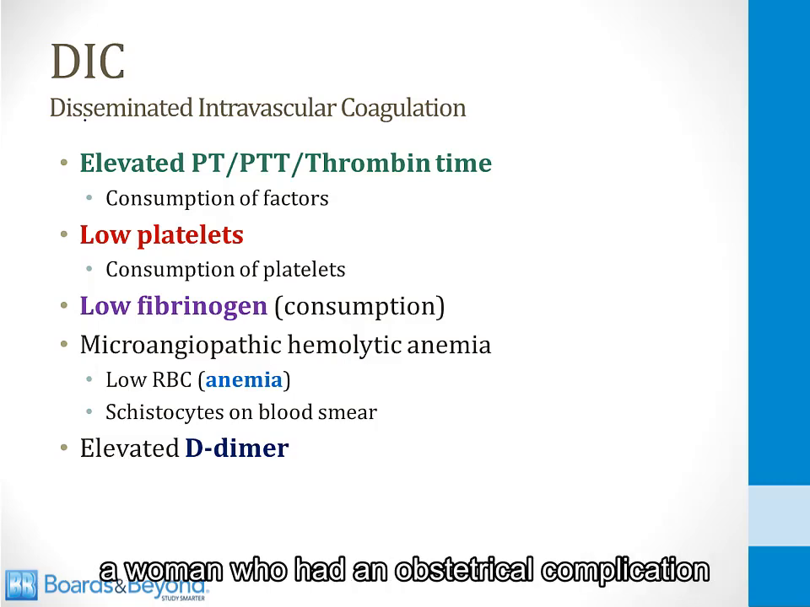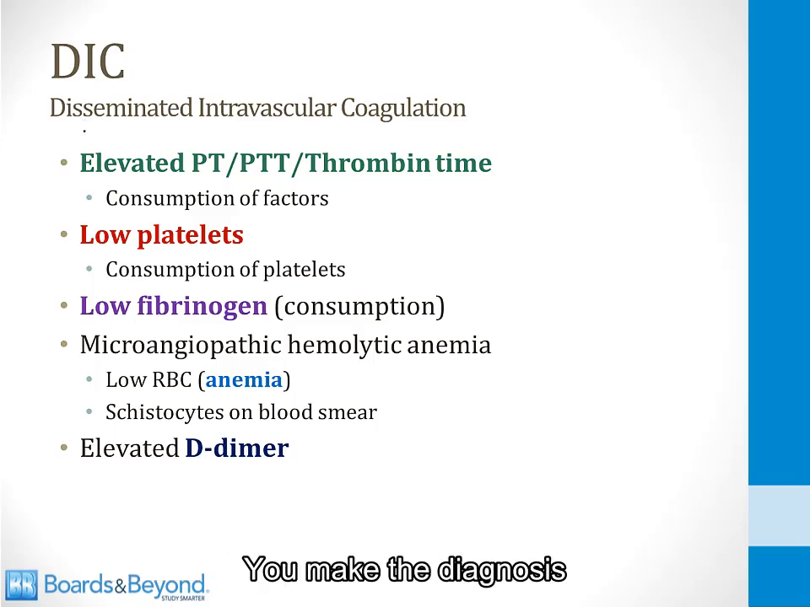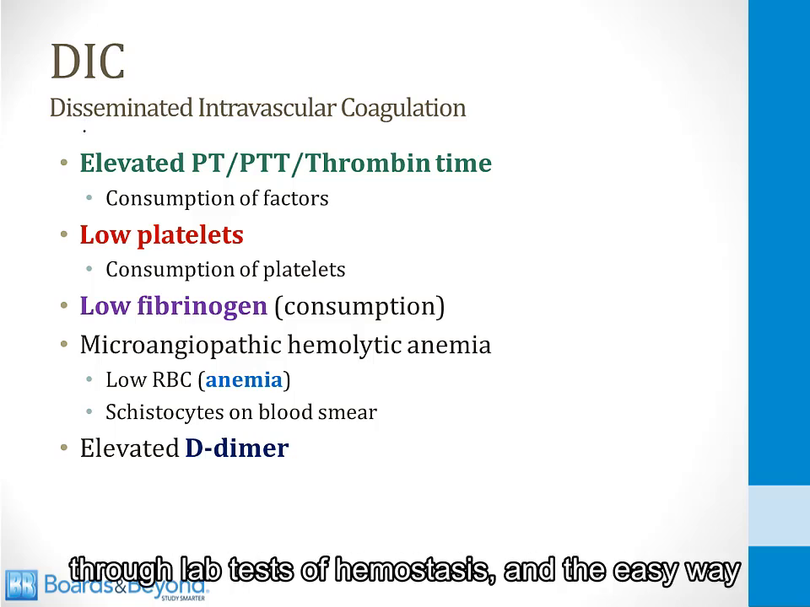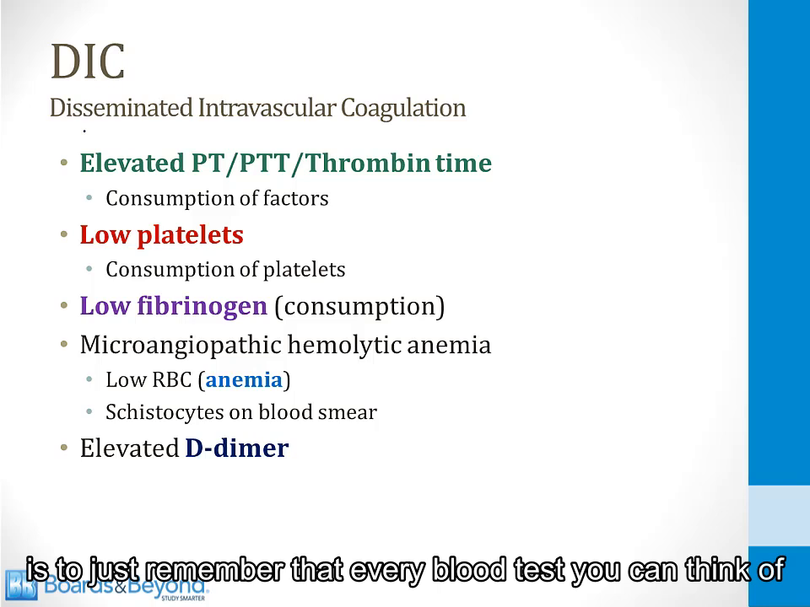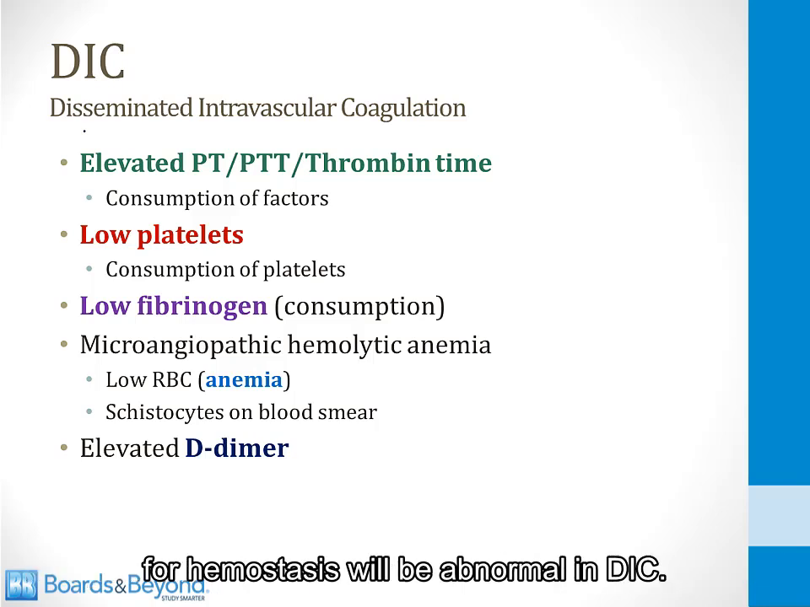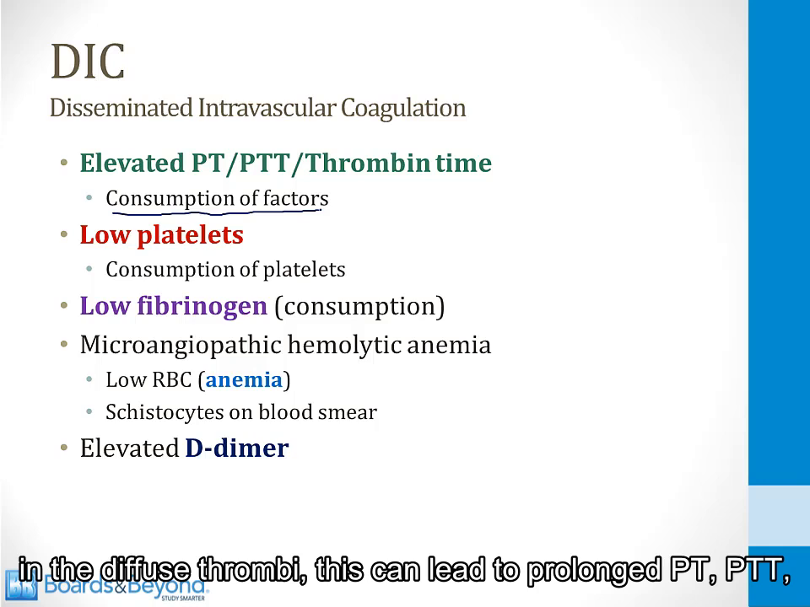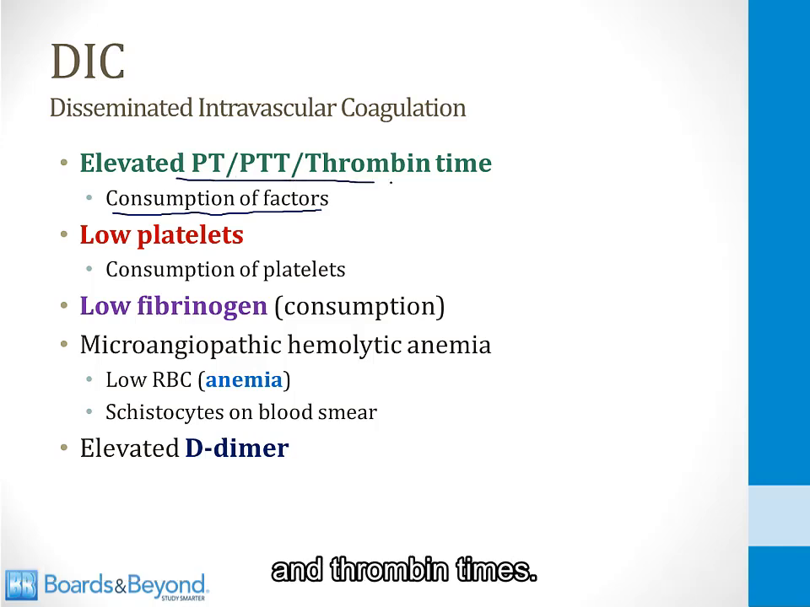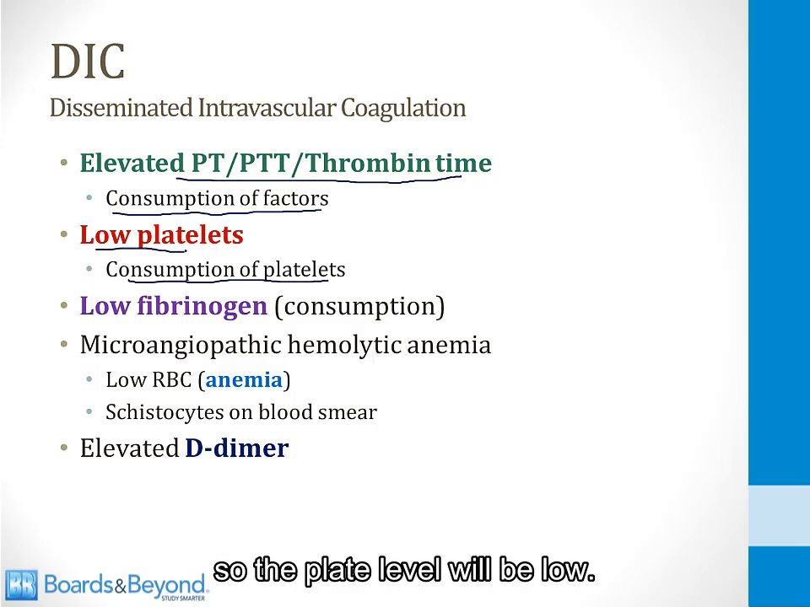So, for example, a woman with an obstetrical complication who develops bleeding may have DIC. You make the diagnosis through lab tests of hemostasis, and the easy way to remember all the blood test abnormalities is to just remember that every blood test you can think of for hemostasis will be abnormal in DIC. For example, there's consumption of clotting factors in the diffuse thrombi. This can lead to prolonged PT, PTT, and thrombin times. There's consumption of platelets in the thrombi, so the platelet level will be low.